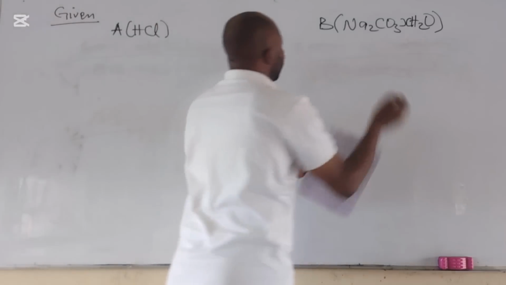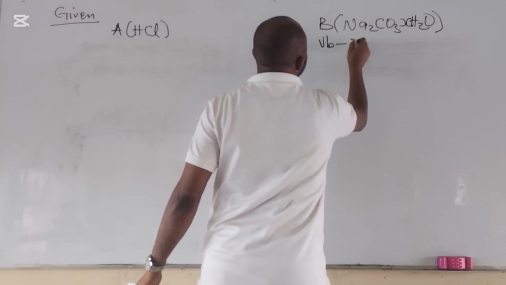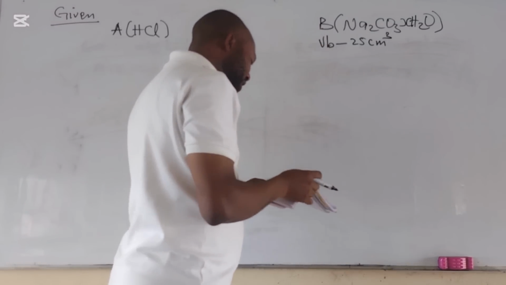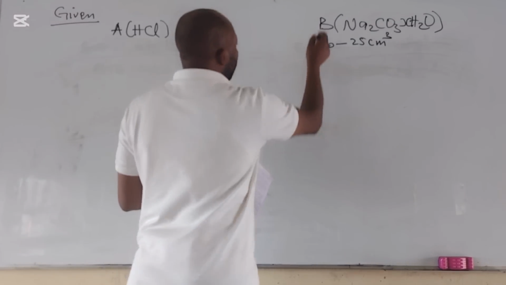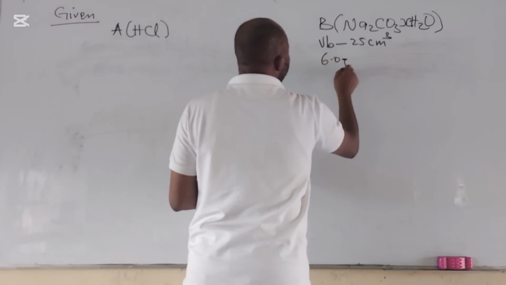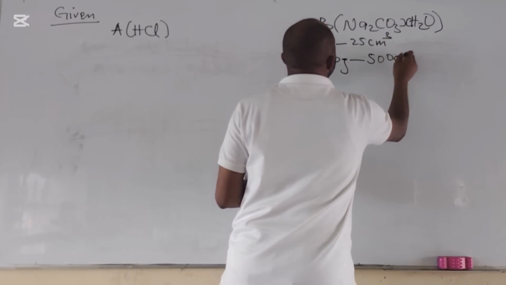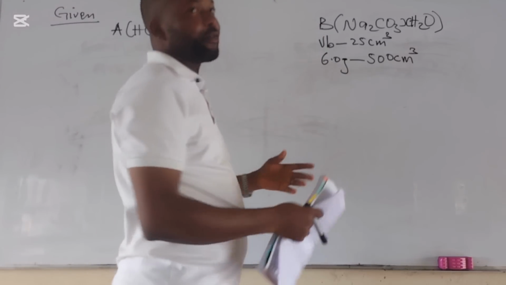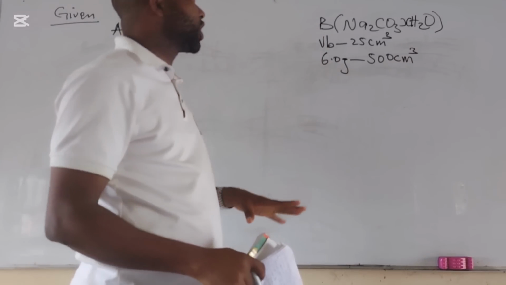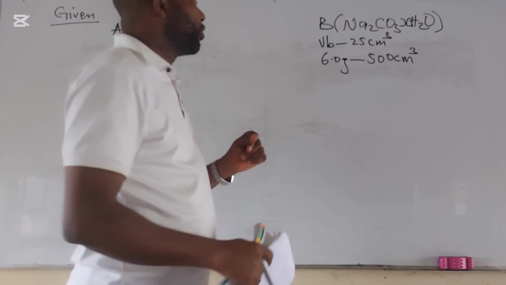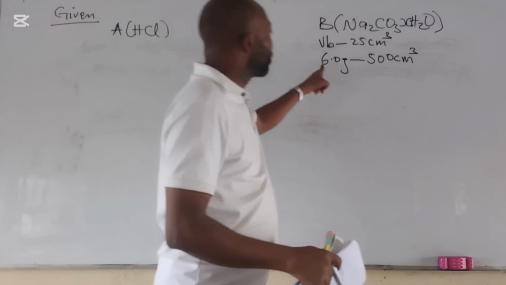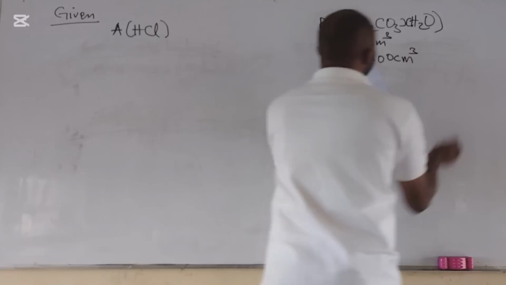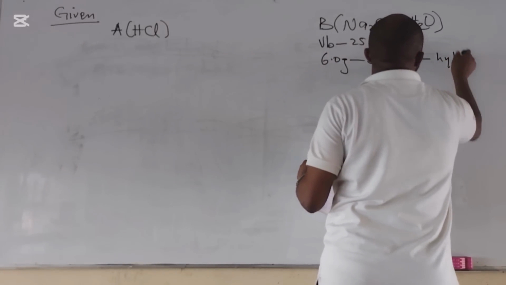So the volume of the base, VB, is 25 cm3, containing 6.0 gram in 500 cm3. So for B, we have 6.0 gram in 500 cm3. Yeah, we understand from our formulas of mass concentration, one of them being mass over volume. Definitely, we'll be able to use this to get mass over volume for the hydrated. So I will put this for hydrated.